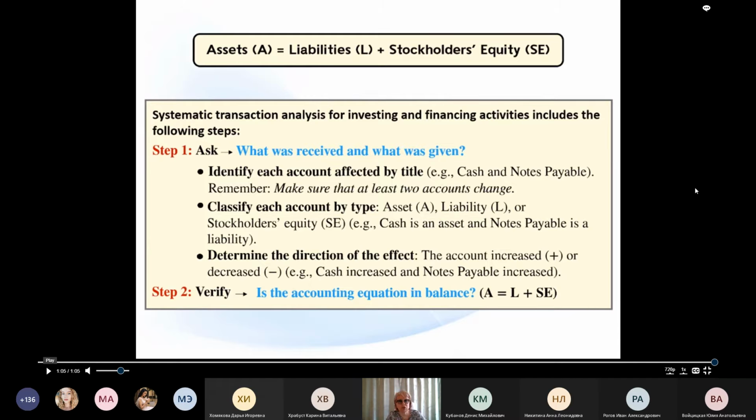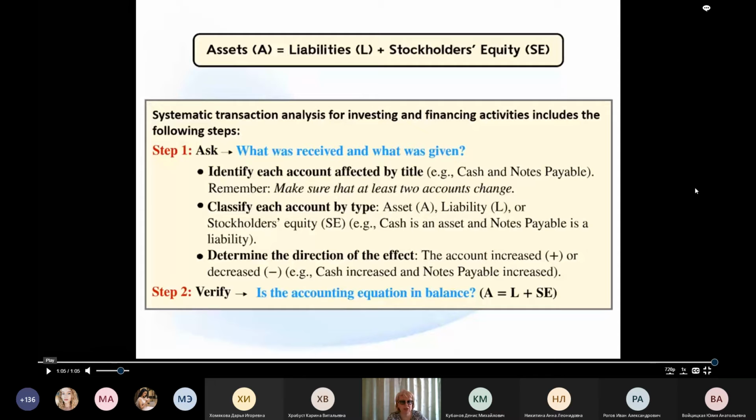And on this step, we should identify first of all each account affected by title. For example, cash, supplies, accounts payable, and others. Please remember that at least 2 accounts change. And then we should classify each account by type. For example, cash is an asset account. Accounts payable is a liability account. So this is important, to identify the basic element of each account.